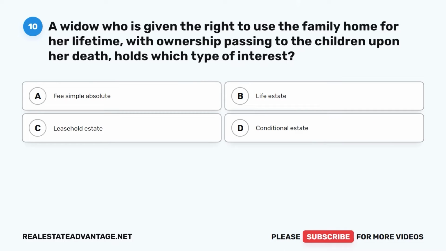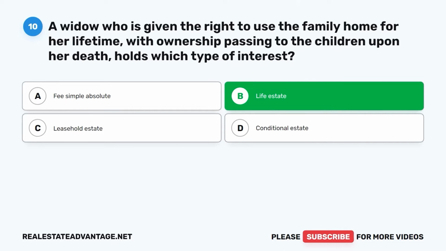Question 10. A widow who is given the right to use the family home for her lifetime, with ownership passing to the children upon her death, holds which type of interest? A. Fee simple absolute. B. Life estate. C. Leasehold estate. D. Conditional estate. The correct answer is B. Life estate.